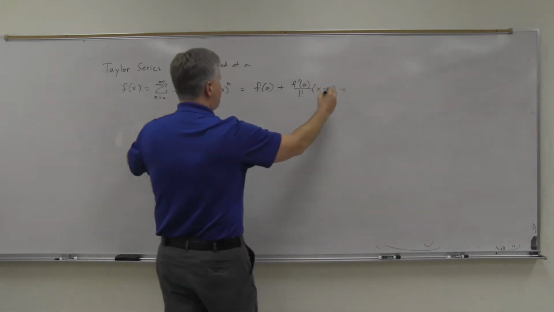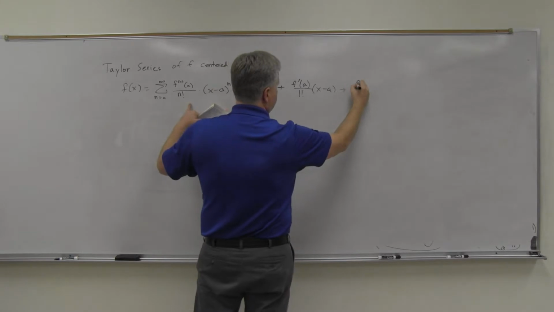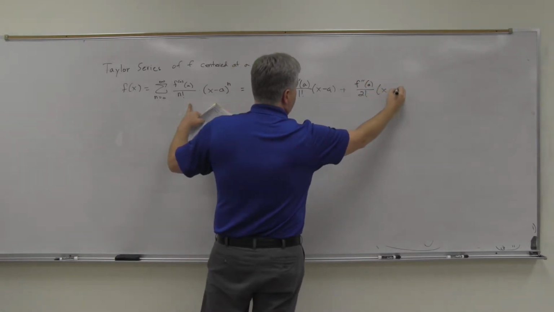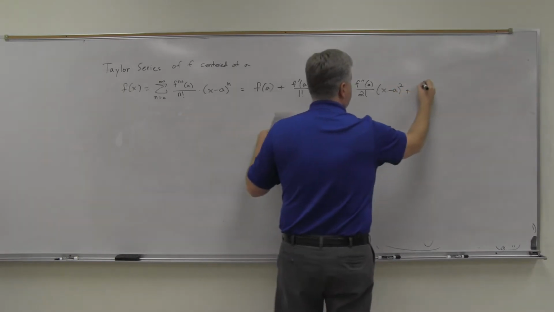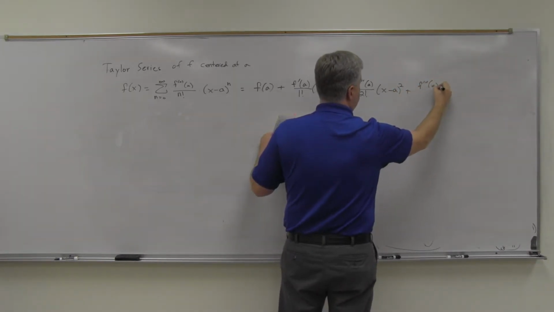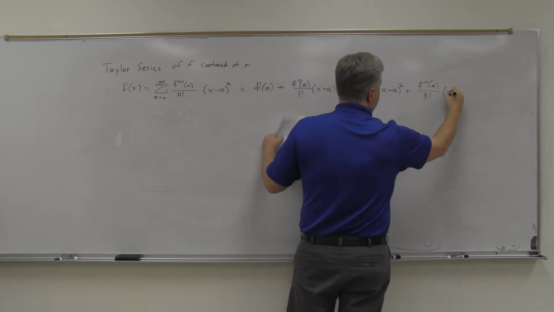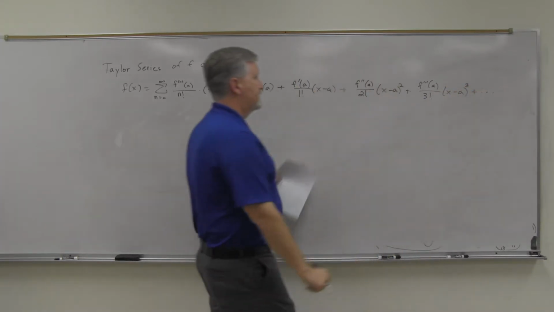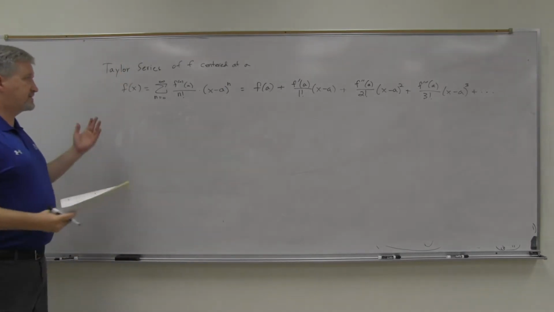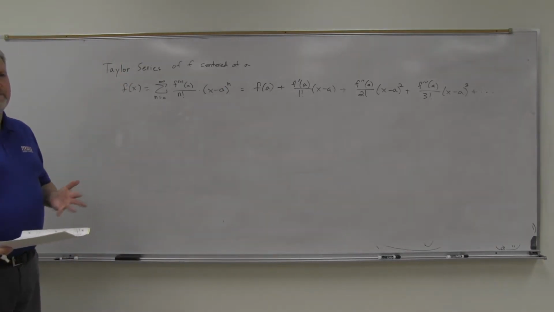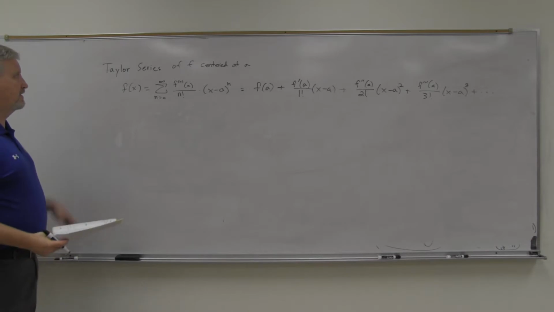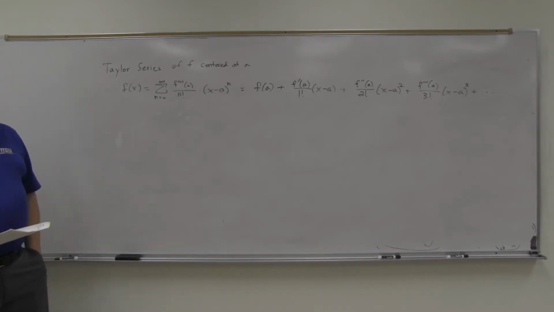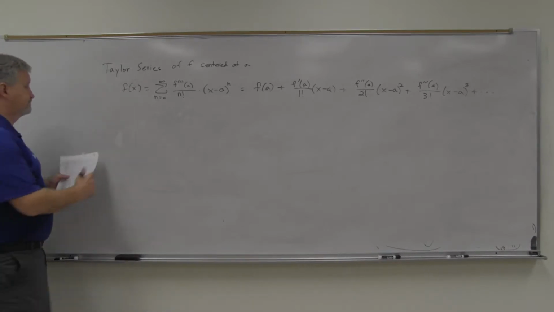And then n equals 2, we'd have the second derivative at a divided by 2 factorial times x minus a squared. And then the third derivative at a over 3 factorial. It gets kind of repetitious there, or a pattern developing. That's what the Taylor series is. And so sometimes we do have to write that out, and that's what we're going to do next here with what are called Taylor polynomials.